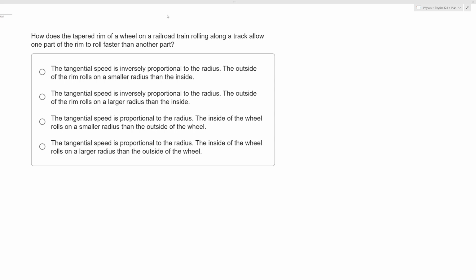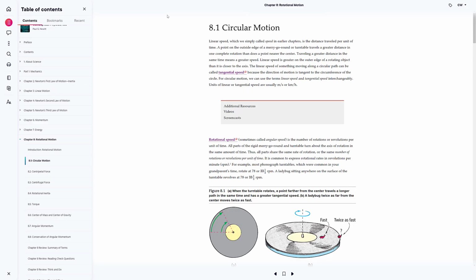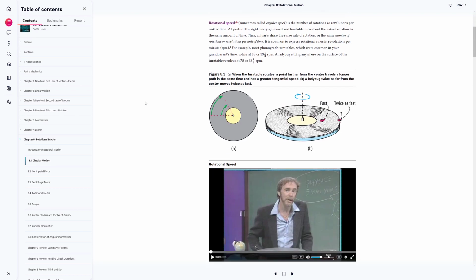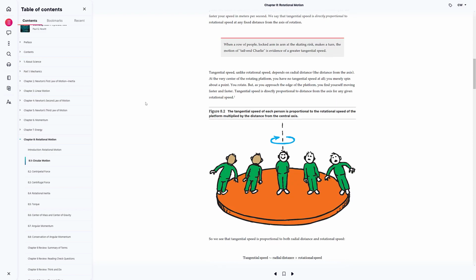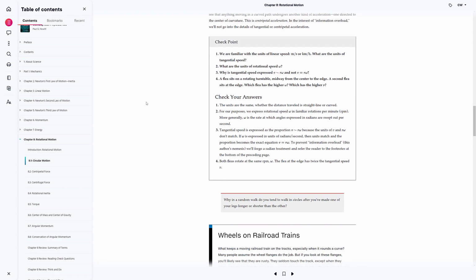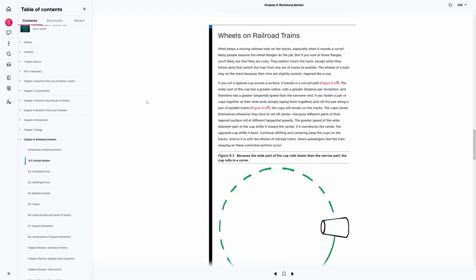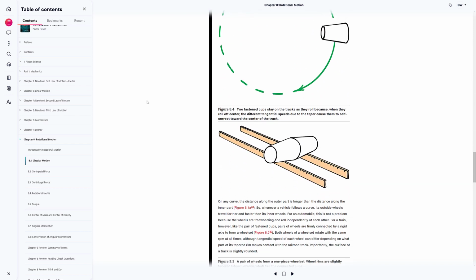Last question, how does the tapered rim of a wheel on a railroad train rolling along a track allow part of the rim to roll faster than the other part? For this question, I'm just going to refer you to the textbook. Go on to Mastering Physics and get into the e-textbook for our class, and then go to Chapter 8, Section 1, Circular Motion. This is the one section of Chapter 8 that we're including now. We'll cover the other sections later, but right now, read through Chapter 8, Section 1. There's good reading, good visuals. Here's a YouTube video, and actually there's another whole section within this section covering wheels on railroad trains. So this should very thoroughly cover this question.